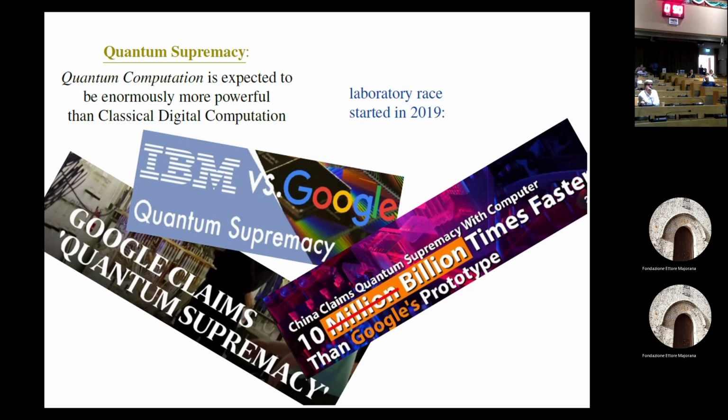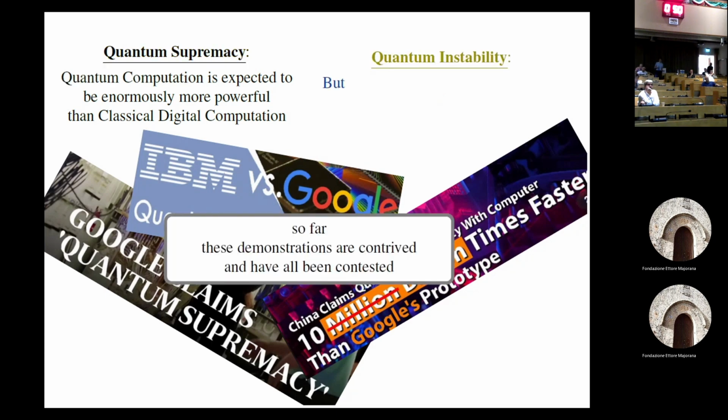And there's this race currently going on. So far, all these demonstrations are contrived, in that they do compute something: they set up a quantum machine that is hard to simulate classically, but it does something that you wouldn't want it to do if you weren't just interested in the fact that it's classically hard. They don't currently compute anything of practical use, and all of these demonstrations have been contested. There's now progress in classical supercomputers where people argue that they can actually reproduce many or most of these results.